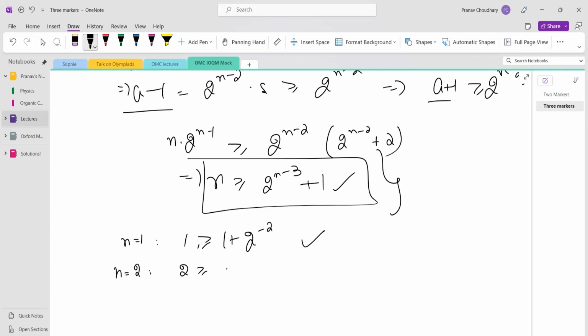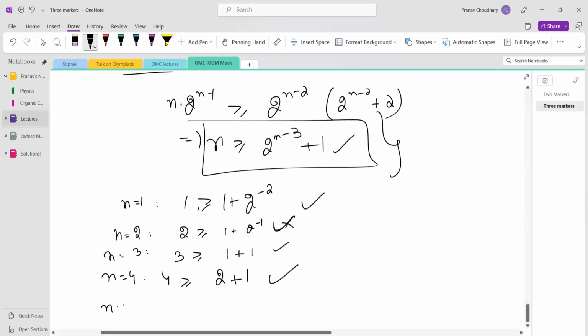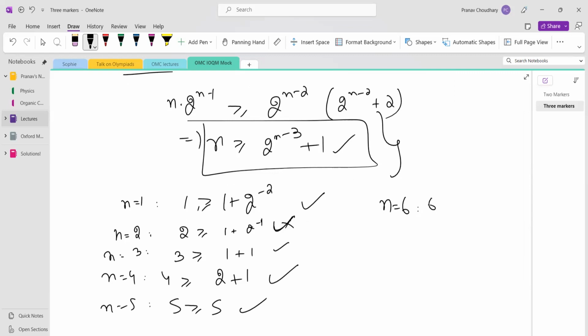N equals 2. 2 is greater than or equal to 2 to the power minus 1. Wait, just a second. Yeah, so which is false. For n equals, sorry, this is true, and this is also true. For n equals 3, 3 should be greater than or equal to 1 plus 1, which is true. For n equals 4, 4 should be greater than or equal to 2 plus 1, which is again true. For n equals 5, this would be 5 greater than or equal to 5, which is true. But for n equals 6, 6 is greater than or equal to 9, which is false. And by induction, you can show that any n greater than or equal to 6 will not satisfy this.